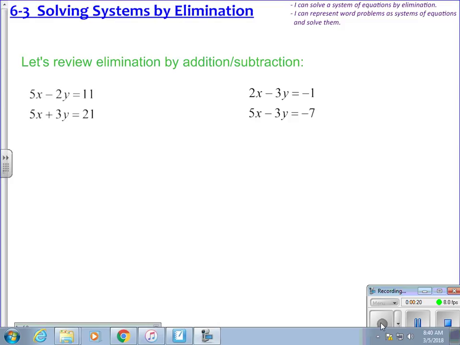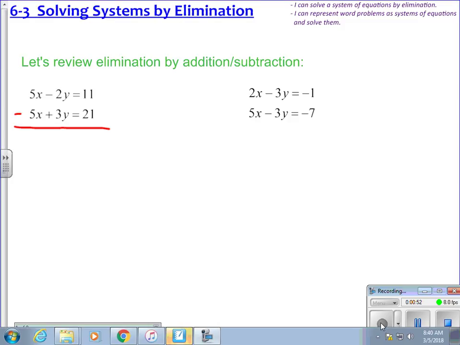So I look at this, and the way to think about this is I always try in order what will work. So I try addition. If I take 5x plus 5x, I get 10x. Negative 2y plus 3y gives me 1y. I'll still have x's and y's. That doesn't eliminate anything. Addition doesn't work. Because we haven't done anything other than addition and subtraction at this point, I know that subtraction will. So if addition doesn't work, I try subtraction.